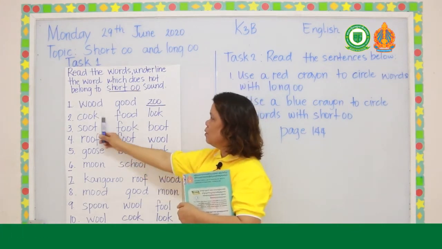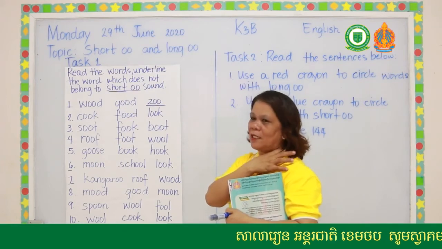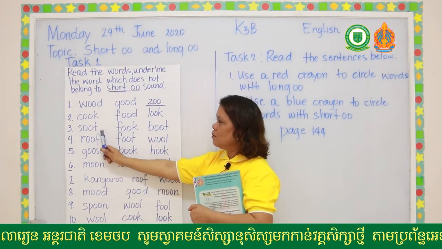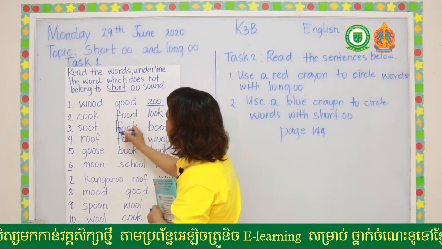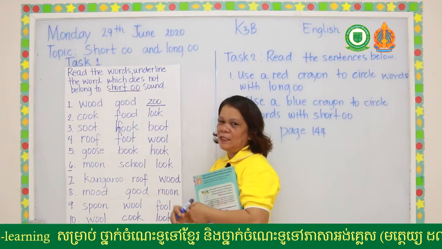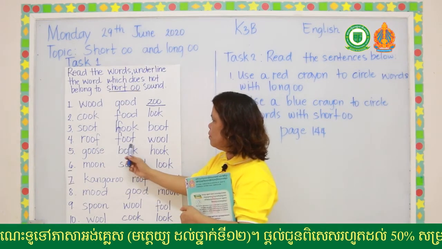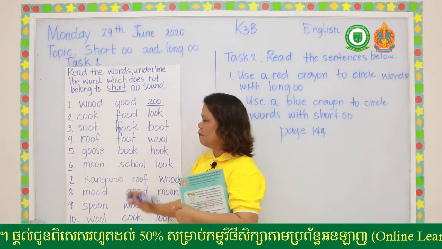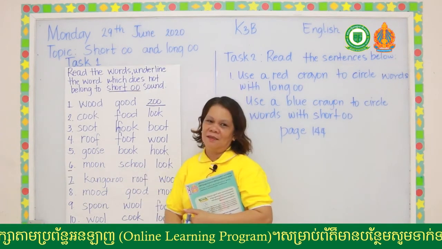Number 2. Cook, food, look. Okay? So which one is not short O? Underline. Number 3. Suit, hook, boot. This one is hook, letter H. Suit, hook, boot, which is not short O? Underline. Number 4. Roof, foot, wall. Which is not short O? Number 5. Goose, book, hook. Which is not short O?